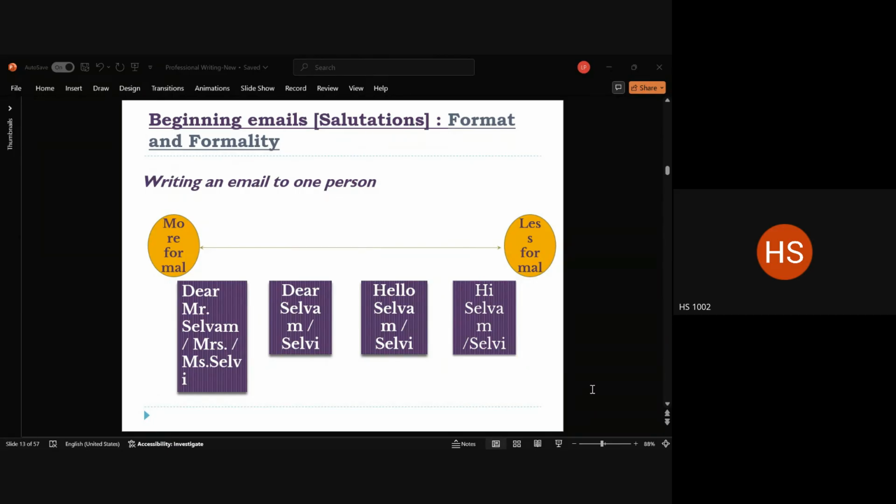Okay. Third one, Hello and then first name. Hello and first name, or for that matter, the last one, Hi and first name. The third one is same in hierarchy. This is the same level. This is somebody who is either at the same level or someone who is below you in the hierarchy. Hello and Hi are usually reserved for people who are at your level or who are below your level.